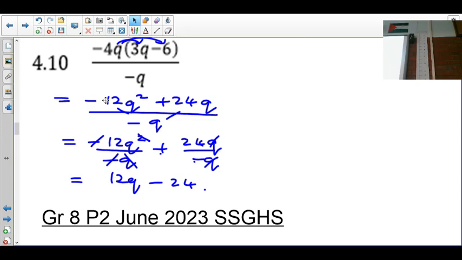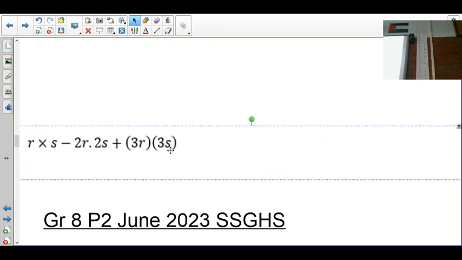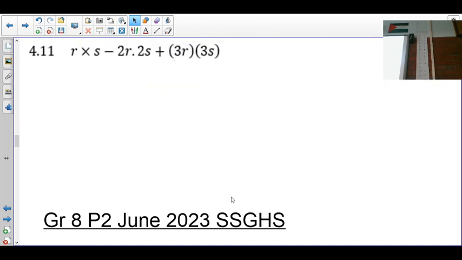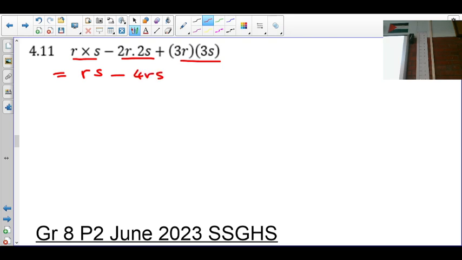Any confusion there? No? The next one is 4.11. That's the last of question 4. How many terms are here, people? 3. Let's work out the terms first. R times S is RS. Negative 2R times 2S is negative 4RS. And 3R times 3S is 9RS. So now I'm going to look for like terms. They're all like terms. So 1 minus 4 is minus 3. And minus 3 plus 9 is going to give you 6RS. Remember, when you're adding and subtracting, the variable stays the same.